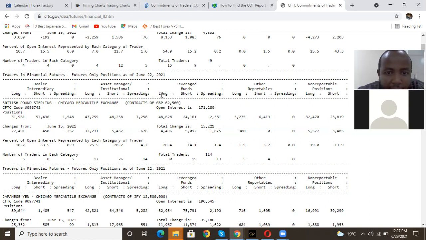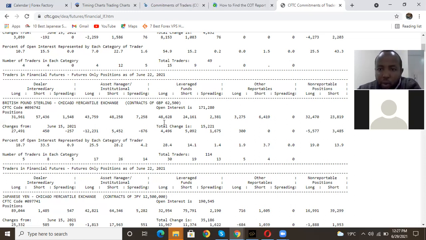Guys, this here is where you need to pay attention. You can see they are long. These are the billionaires and the institutions. They are long on 48,600. These are all the long trades. The short trades, 24. Then open interest is 28. So you can see they have a lot of open interest on long. And then you can see short, they are 14 point. Then other reportables, these ones are not so much.